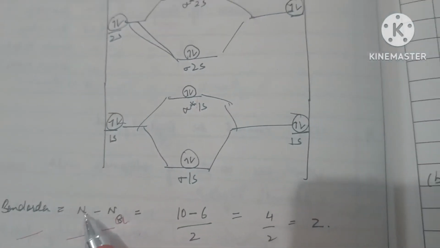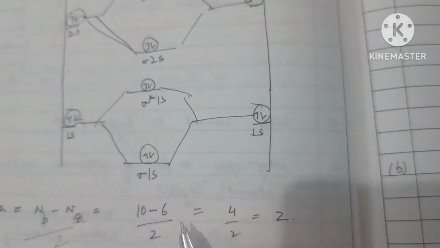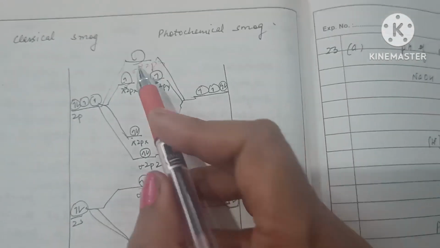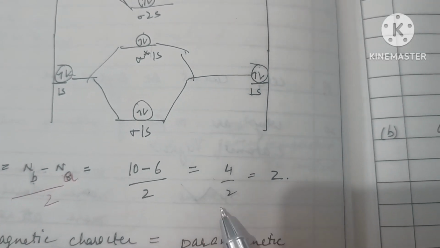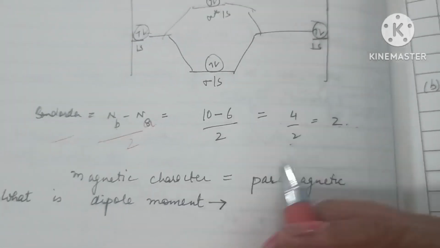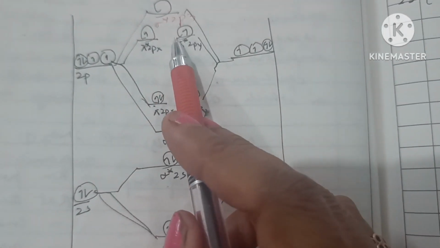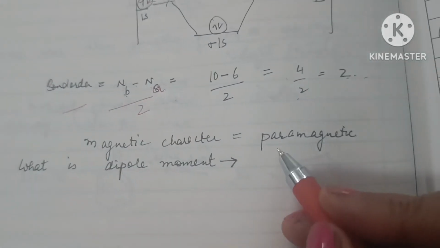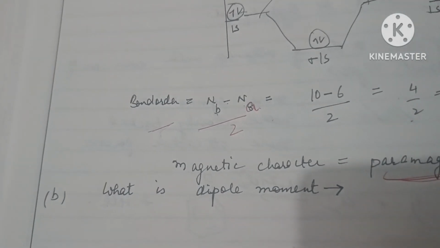So the number of electrons in bonding orbitals are 2, 4, 6, 8, 10, and the number of electrons in anti-bonding is 2, 4, and 6. So 10 minus 6 upon 2 is 4, upon 2 is 2. So bond order is 2. Magnetic character: because there are unpaired electrons in the molecular orbital energy level diagram, it is paramagnetic.